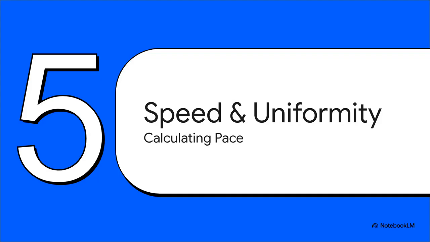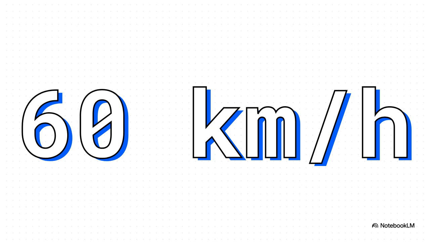All right, Section 5: Speed, Uniformity, and Time. Calculating pace. Let's look at a really clear, bold calculation. If you're on a road trip and your car covers 120 kilometers in 2 hours, we divide that distance by the time to get a speed of 60 kilometers per hour.